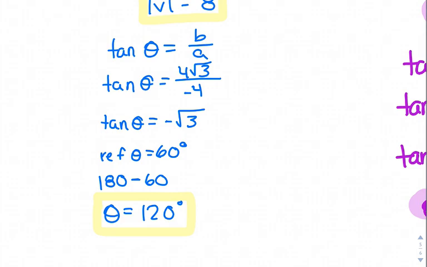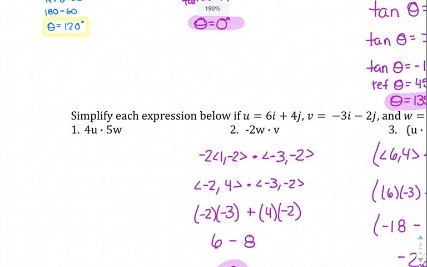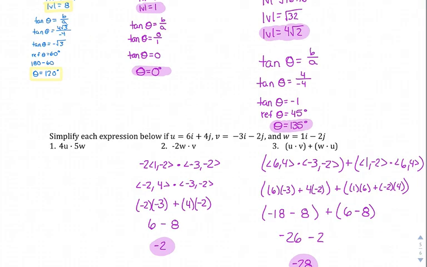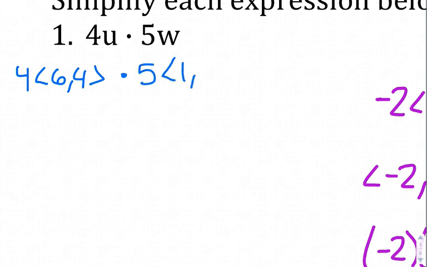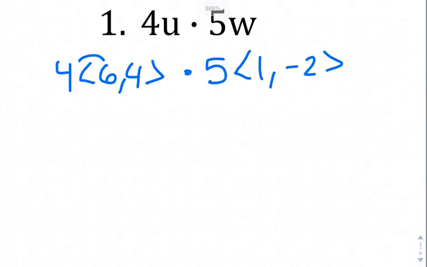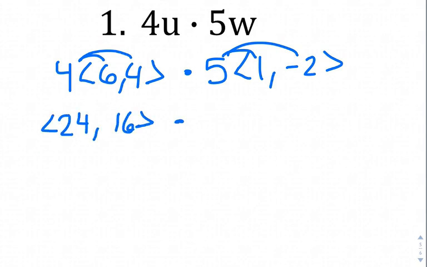The last thing we did in this unit was dot product. So these are my equations, and then I'm going to do the dot product. So I'm just going to replace u and w with their vectors. So it would be 4 times <6, 4> dot product 5 times <1, negative 2>. So first we have to do scalar multiplication. So I'm going to distribute this 4 to both parts, and then this 5 to both parts. So this would be <24, 16> dot product <5, negative 10>.